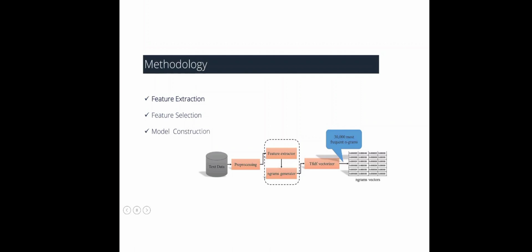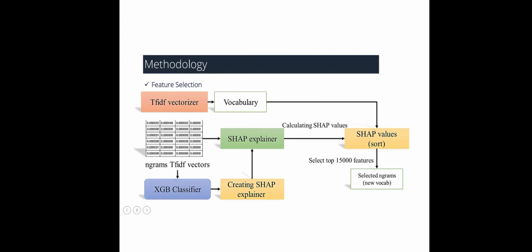most frequent n-grams. Then we consider them for each primary feature, and the features are transformed to vectors using the TF-IDF vectorizer. So the structure of the feature extraction model is shown here. As you can see, only the top 30,000 most frequent n-grams out of each primary feature are used and sent for feature selection. Here you can see the workflow of feature selection.